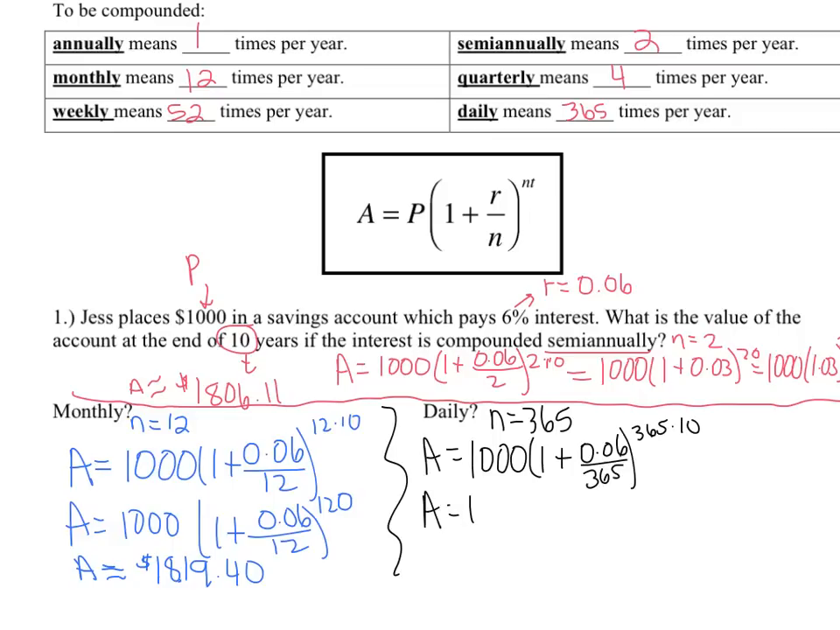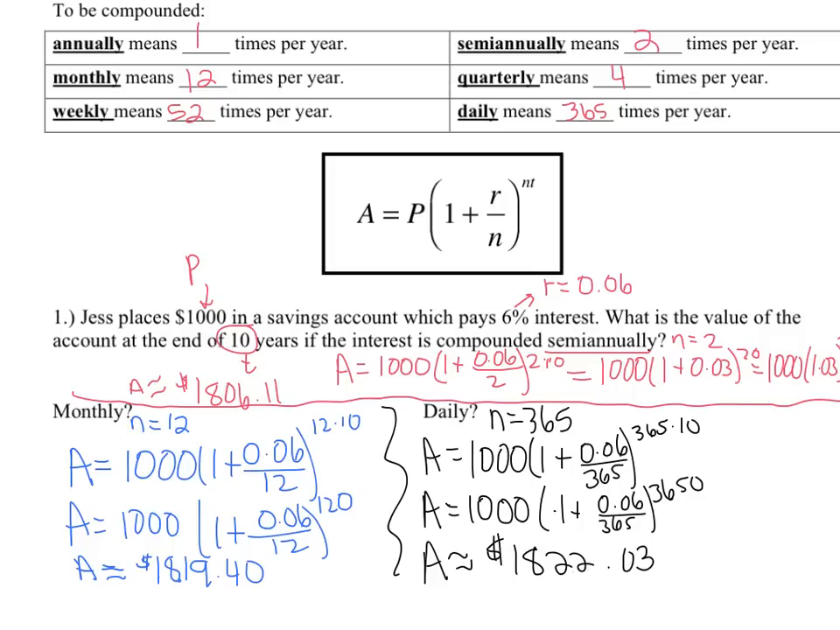So you're going to type into your calculator 1,000 times 1 plus 0.06 divided by 365, all raised to the 3,650 power. And if you correctly type that and round to 2 decimal places, you should get $1,822.03. So we can see, if you only compound semi-annually, you're still almost doubling your money after 10 years, which would be really nice.